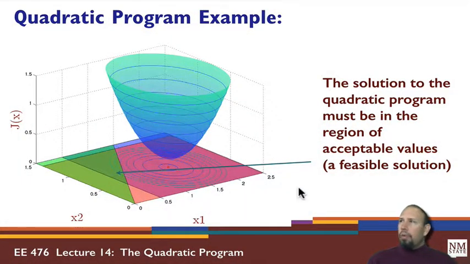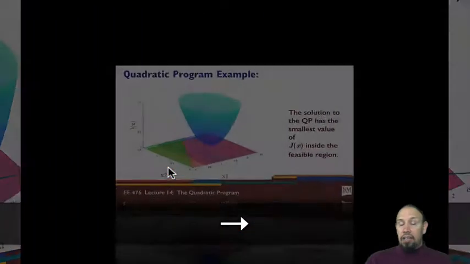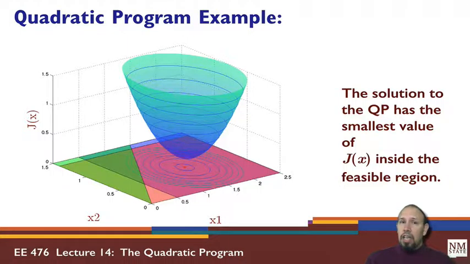So the solution to the quadratic program must be in the region of acceptable values. A feasible solution means you have a solution within this set, values x1 and x2 that are within this region right here. So this guy over here is not in there, and that very commonly happens in quadratic programs. So we have to be able to take it into account. The solution to the quadratic problem is the value of x1 and x2 that has the smallest value of J that is inside this region.